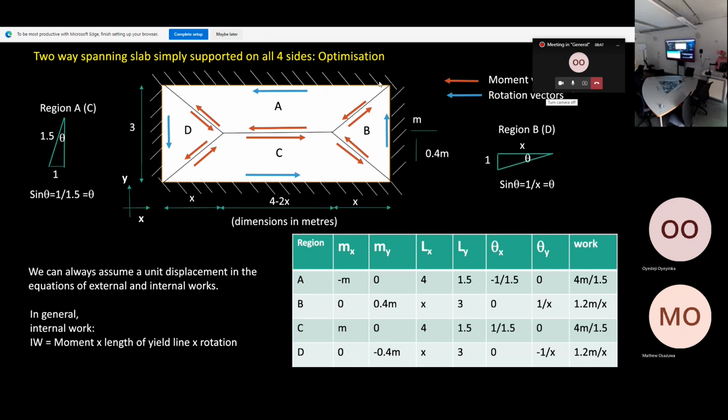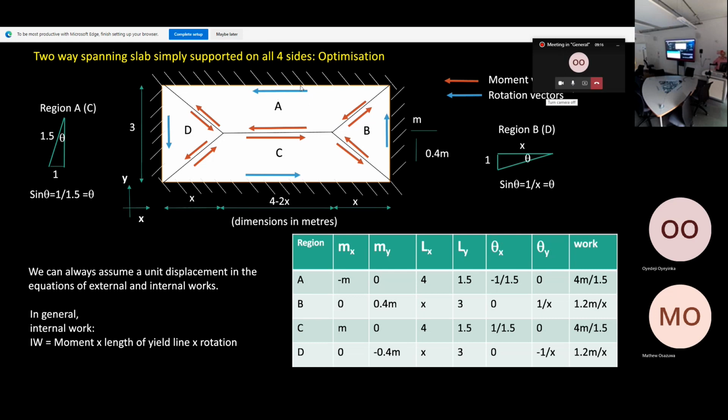Similarly now, if we take the yield line, this is the yield line here. That's the yield line from region A. When you project this yield line onto the x-axis, you get 4 meters. That's this length here. And then when you project this yield line on the y-axis, it gives you 1.5 meters.